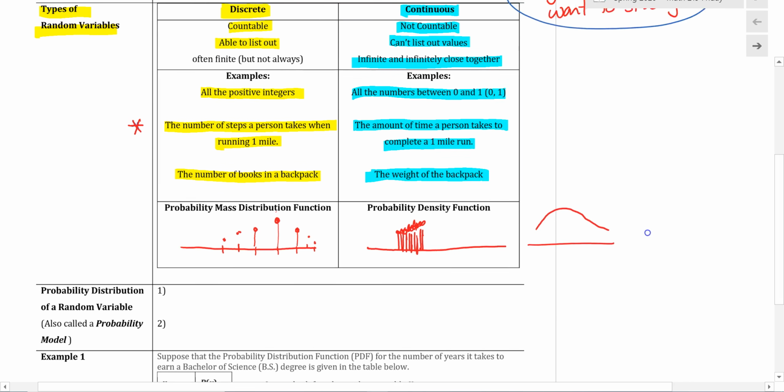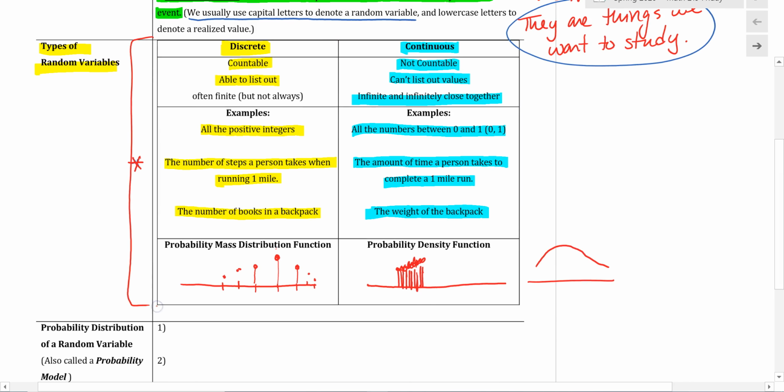Okay. So again, for now, we are just going to focus on discrete. Okay, so that's all you need to worry about now. These are things you can count. Things that are countable.